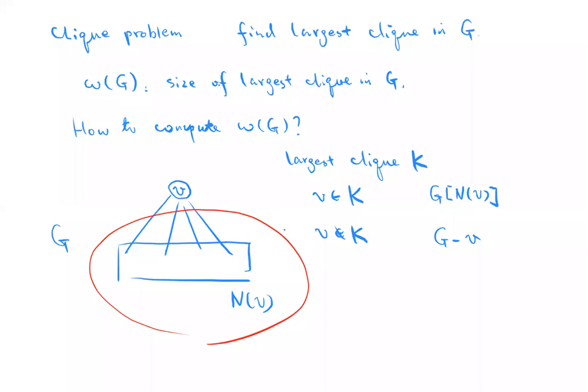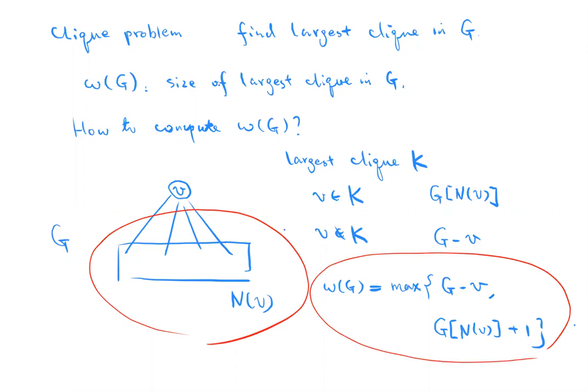So what does that mean? That means omega of G equals the maximum of omega of G minus V, or this other one, which will be plus 1. So you see, it's very easy to get a recurrence relation for computing the size of the largest clique. This is called the clique number. Now the question is, can we use it to compute the clique number efficiently? I mean, whether we can do it in polynomial time. This needs a polytime algorithm.